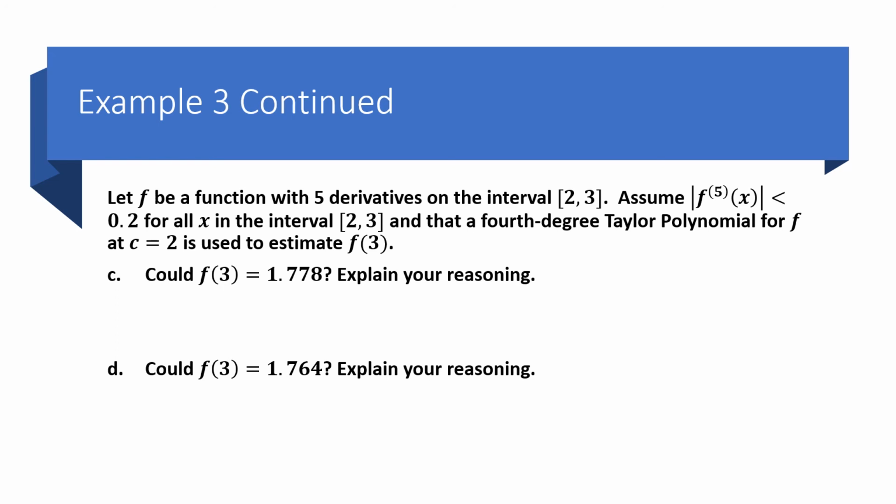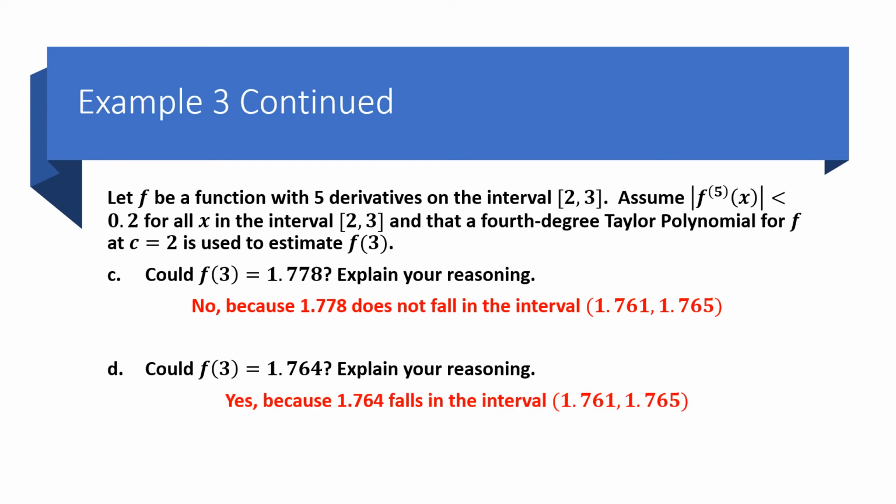All right, so continuing with example 3, it says, could f of 3 equal 1.778? Explain your reasoning. Well, it can't, because we already figured out that our interval is from 1.761 to 1.765. 1.778 does not fall in that interval, and so it can't be a logical choice for f of 3. And then it says, in part D, can f of 3 be 1.764? Well, sure, because 1.764 does fall in the interval of 1.761 to 1.765.